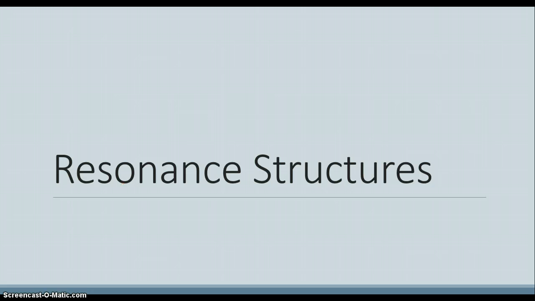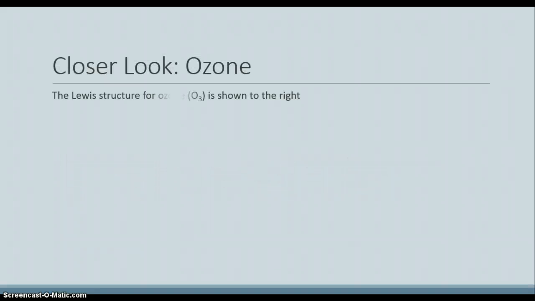Resonance structures are very similar in some ways to Lewis structures. This does involve multiple structures, but only, again, the correct one. So variations on just the correct structure. So let's go and take a look. First of all, what about ozone? First of all, you should know that ozone is O3.